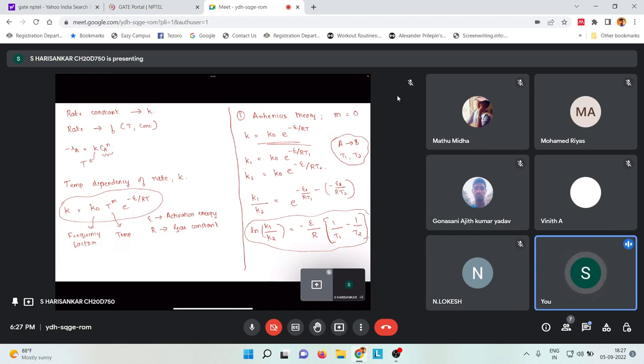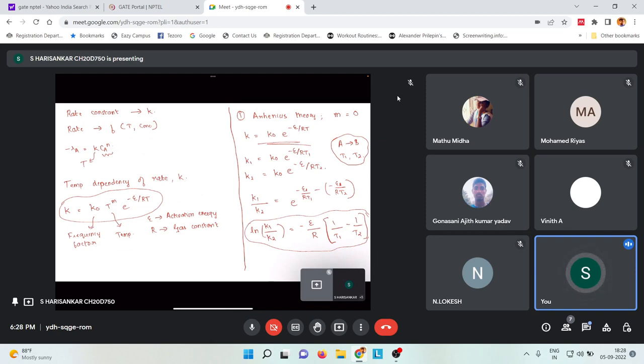Okay, so I'll just repeat it again. We are just taking two rate constants of the same reaction, but the reaction happening at different temperatures, let's say T1 and T2. So we will have k1 is equal to k0 e raised to minus E by R T1, and k2 is equal to k0 e raised to minus E by R T2. And we can divide these two equations, and we can take the logarithm, and we'll get the final expression as ln k1 by k2 is equal to minus E by R, the whole into 1 by T1 minus 1 by T2.